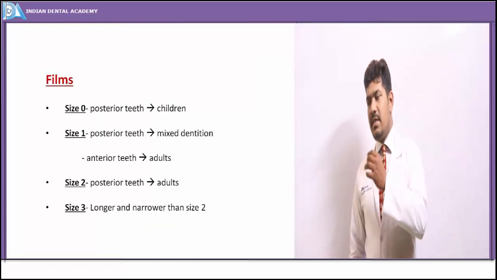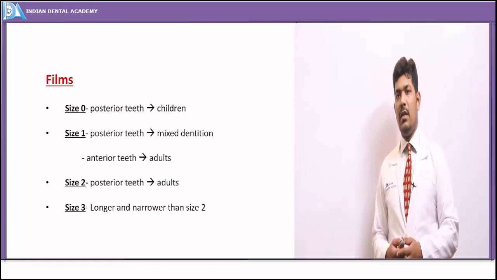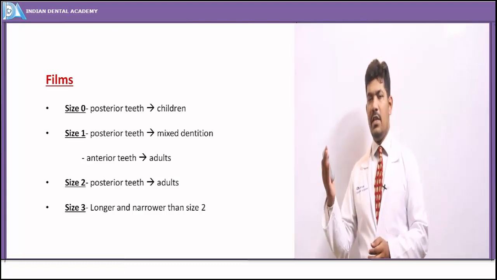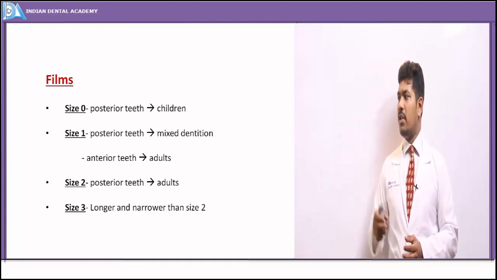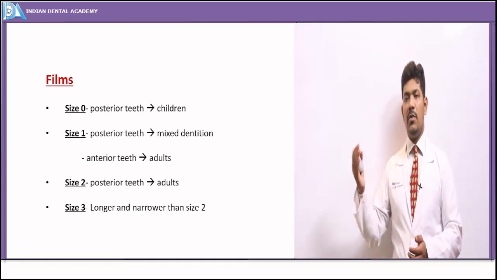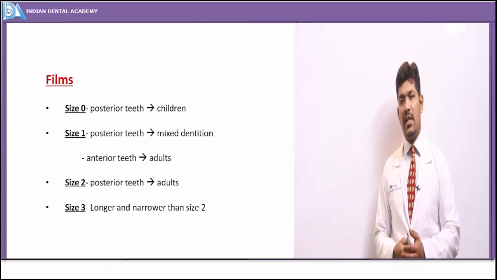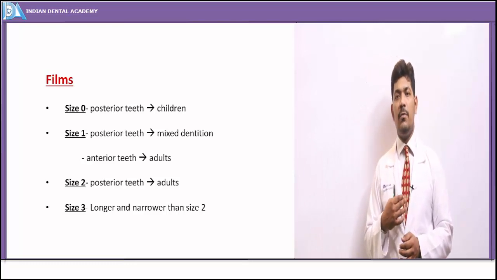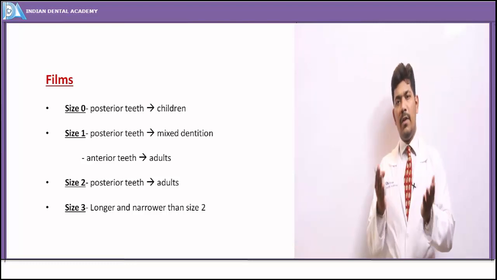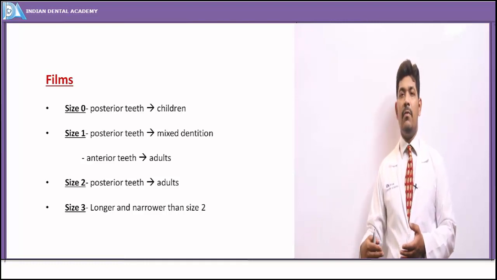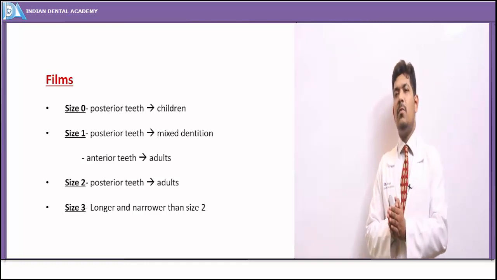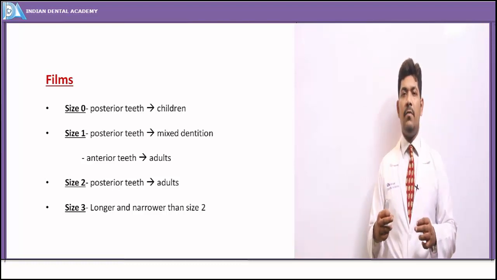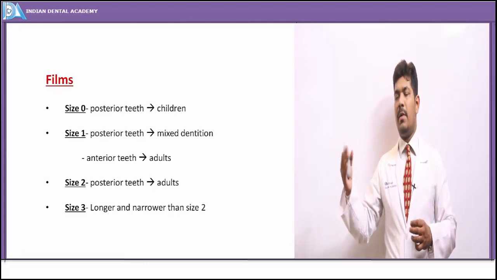Now there are different sizes depending upon where we are using it, whom we are using it on, and what kind of teeth we are imaging. We have size 0, which is used for posterior teeth of children, and size 1, which we use for posterior teeth of mixed dentition as well as anterior teeth for adults. We have size 2, which is used for posterior teeth for adults, and there is a slight modification of size 2, which is size 3, wherein both the premolars as well as the molars are accommodated in a single image; this particular radiograph is much longer when compared to a size 2.